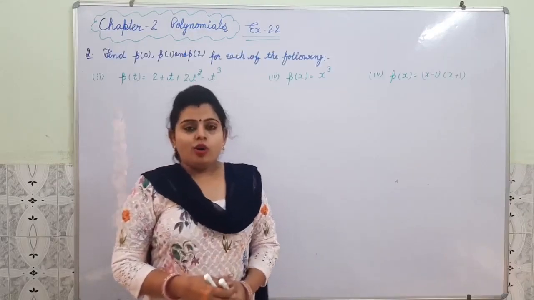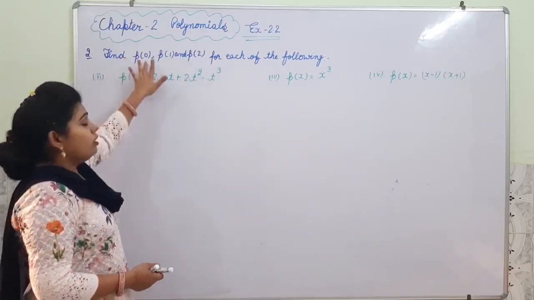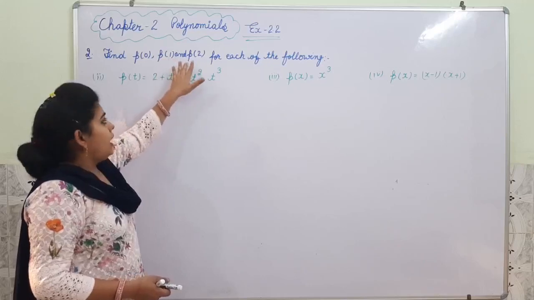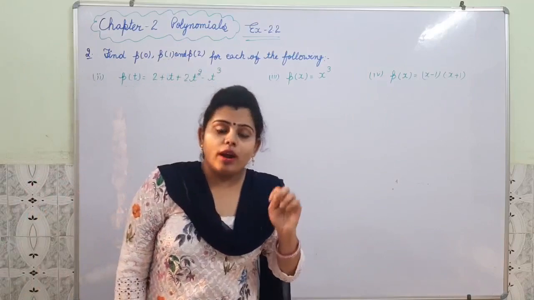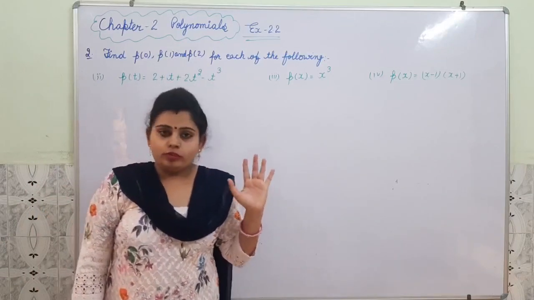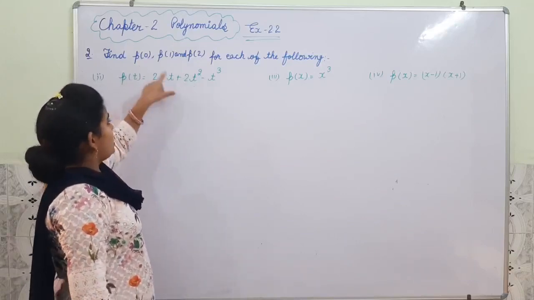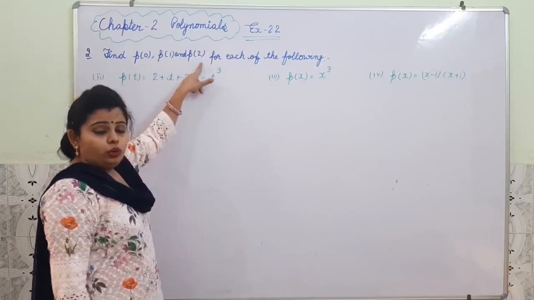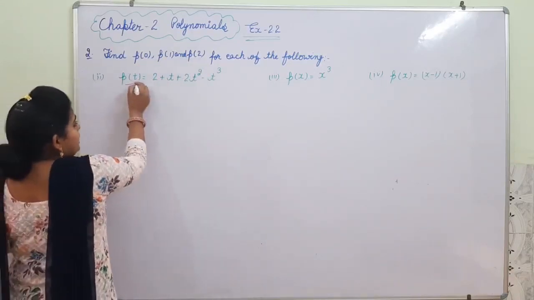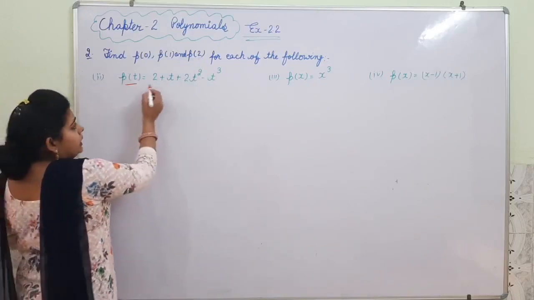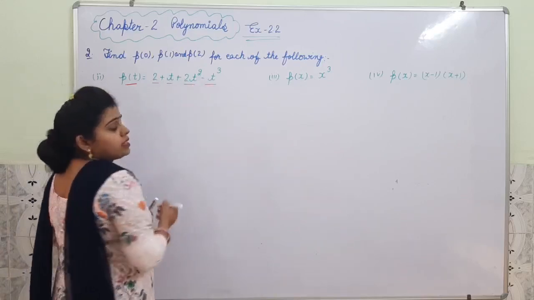Dear students, now see its second question. What is asked in the second question? Find P of 0, P of 1 and P of 2, then we have to find the value. Let's see its first part. What is given in its first part? P of t is equal to 2 plus t plus 2t square minus t cube.